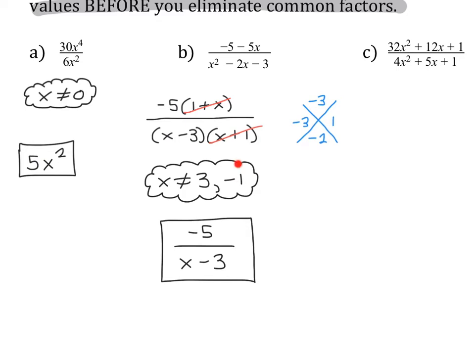And again, here's why we have to list our restrictions before we cancel out, because our final answer has no factors that would suggest that negative 1 is excluded. So you always do that step first.